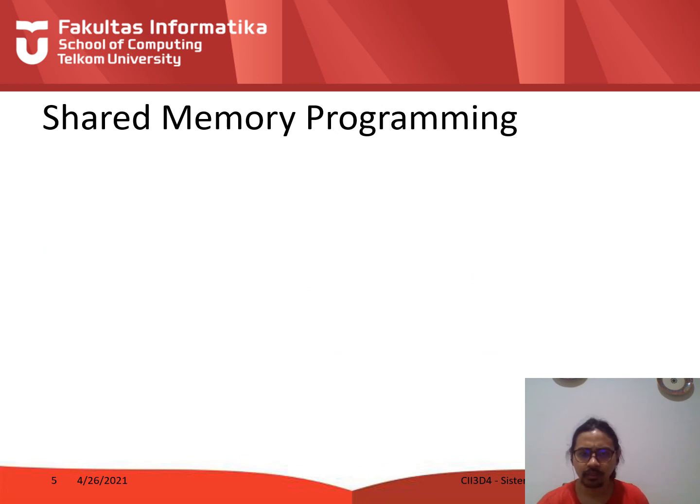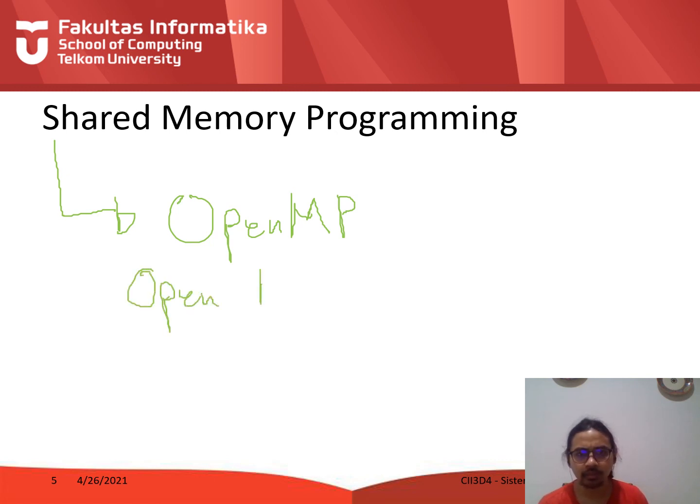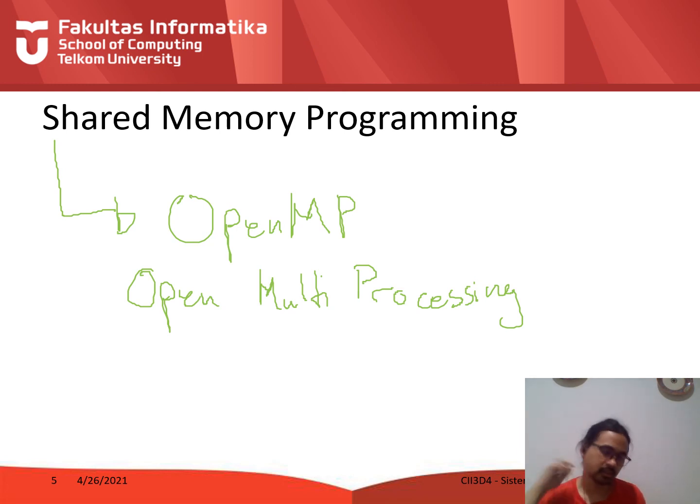And in the programming world, for shared memory programming, there is one famous programming type called OpenMP. MP here stands for multiprocessing, so OpenMP is open multiprocessing, and in that programming language there are the things that we have discussed earlier, which are mutual exclusion, notify and wait, and lock and release.